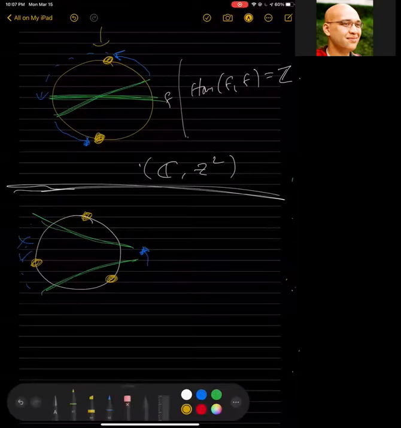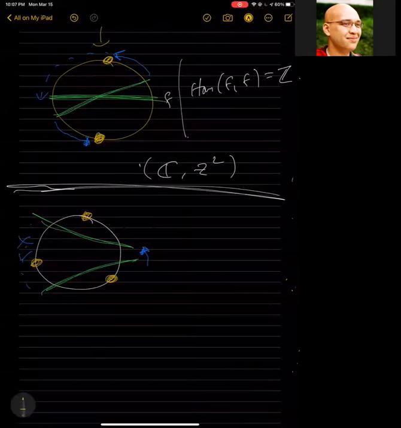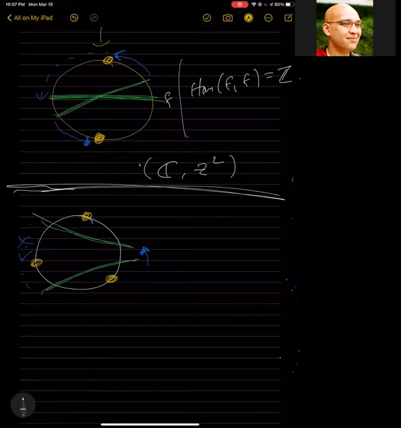And either by some yoga about Skeleton, or just by looking and thinking about it, you can convince yourself that these 2 Lagrangians generate. And again, if you look at one of them in isolation, you would see that its self-Homs is just the integers, just generated by one thing. So in other words, the Fukaya category of the disk with 3 marked points is modules over this quiver, because these are the 2 Lagrangians and there's one morphism between them.